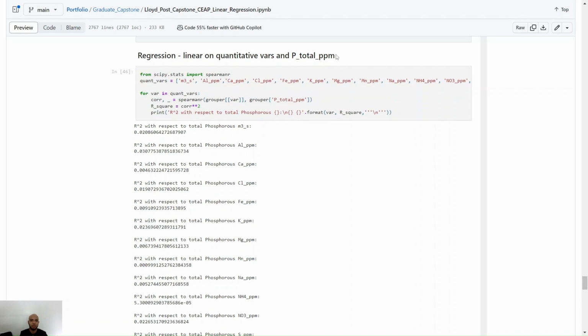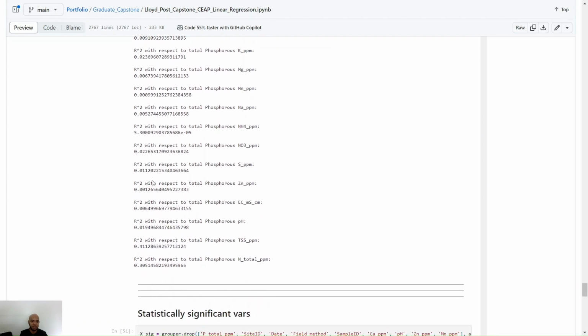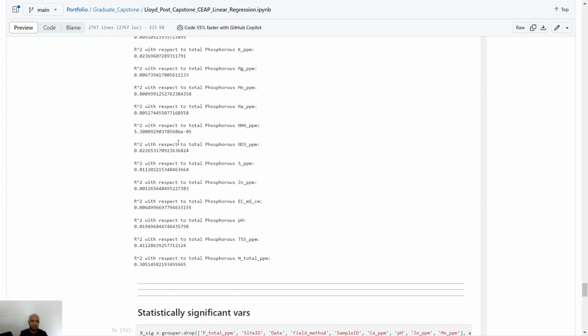This is basically calculating R and R squared. Individually, how does each of these fields independently correlate to the total phosphorus levels? Again, I have less than 2% on a lot of these. That's very low, 10 to the negative 5. Till you get to total solids, which has a 41% predictability effect on my total phosphorus levels. And total nitrogen as well has a high R squared here, 0.31.